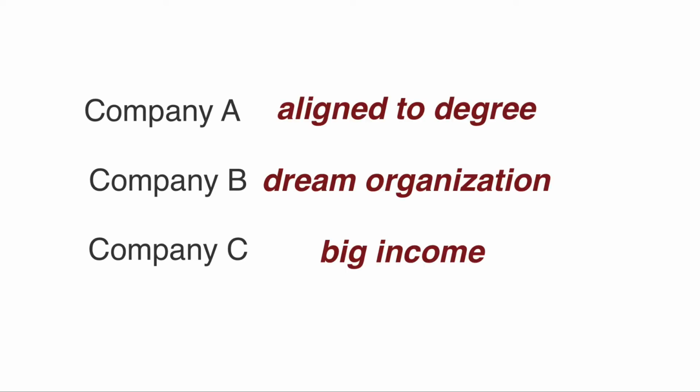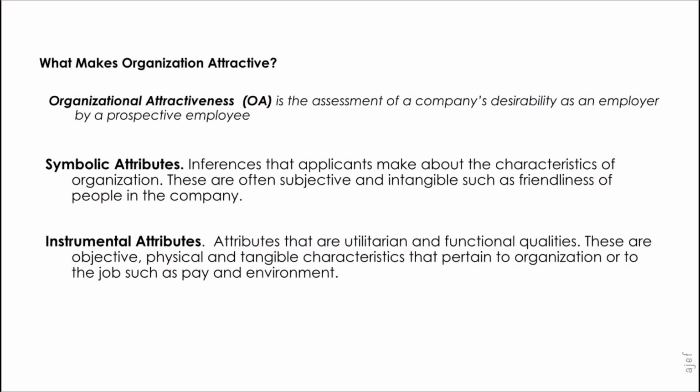Company A is aligned to your degree. Company B is your dream organization. And Company C is practical in terms of income. However, as an applicant, you should consider your present condition. And on the part of the organization, they must know their market and what they need so that it would be easier for them to get potential talents. The question right now is, what makes an organization attractive?